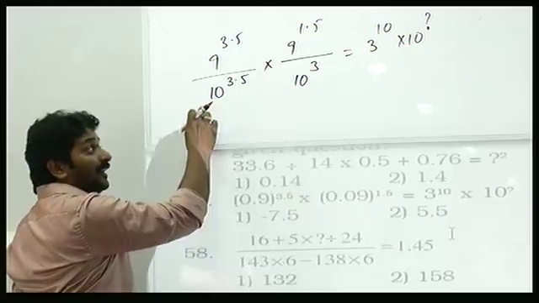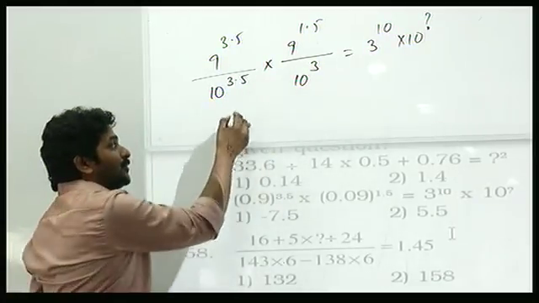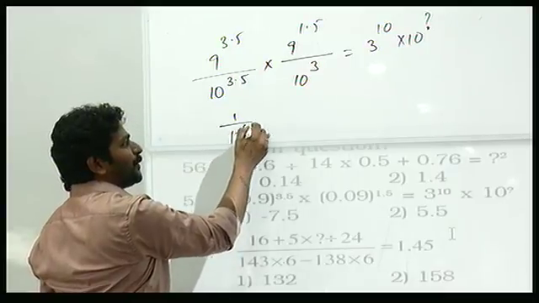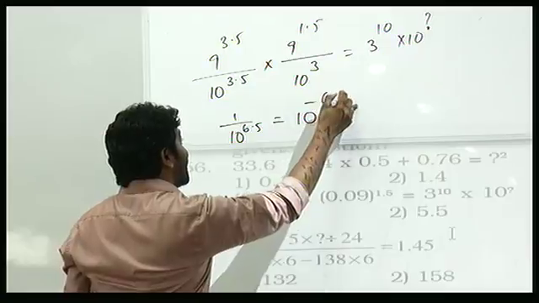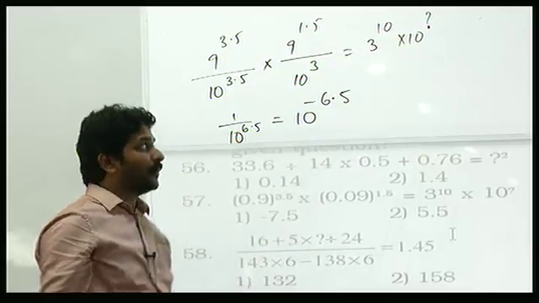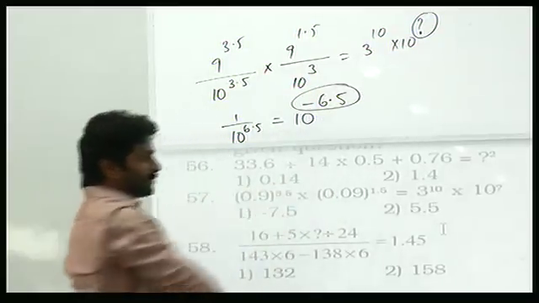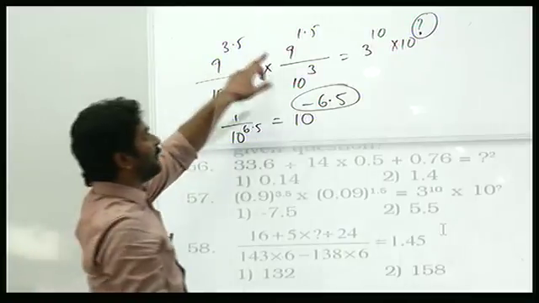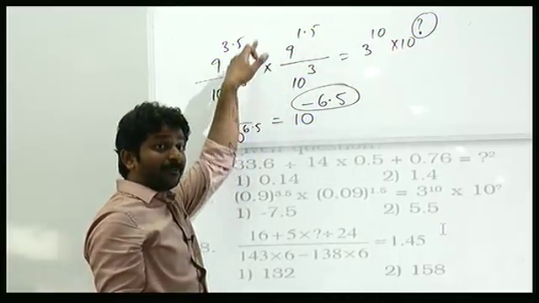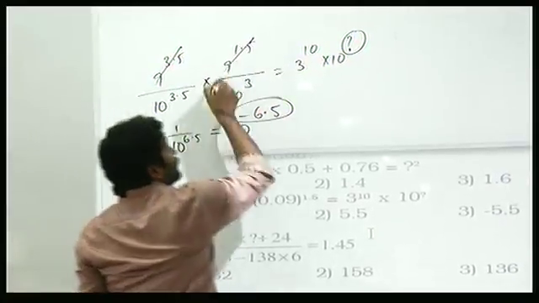Now, denominator you have 10 to the power of 6.5. So 1 by 10 to the power of 6.5 can be written as 10 to the power of minus 6.5. Yes or no? So you are asked to calculate exponent value, which is minus 6.5. Yeah, basically 9 to the power of 3.5 into 9 to the power of 1.5 is 9 to the power of 5. 9 power 5 is equal to 3 power 10. Both gets cancelled.